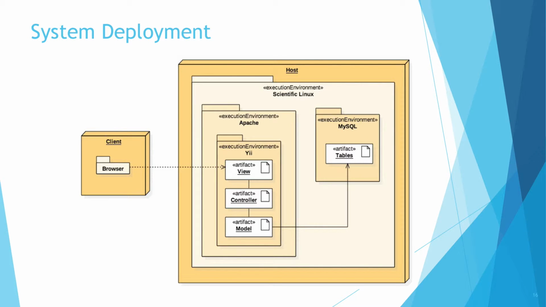This is the deployment diagram. As you can see, we have a host. We use Scientific Linux. We have Apache. And we have G running on top of that Apache. And you can see that G has the MVC architectural pattern, view controller model.